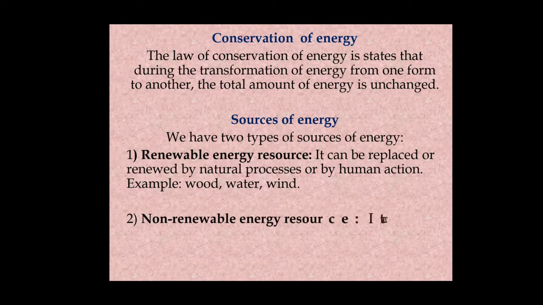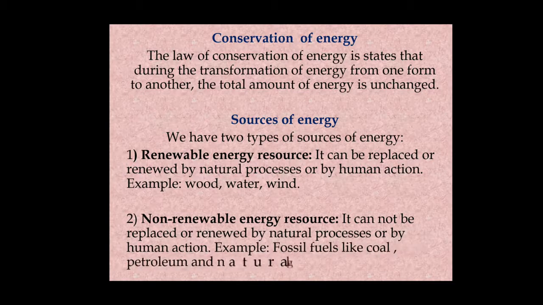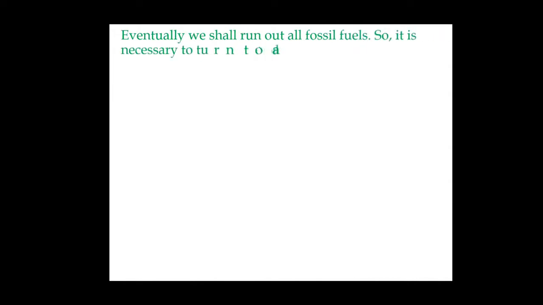And look at the second one, non-renewable energy resource. It cannot be replaced or renewed by natural processes or by human action. For example, fossil fuels like coal, petroleum and natural gas. These are the resource of non-renewable energy, because after burning we will not get it again. So that's why these are called non-renewable energy resource. Eventually we shall run out all fossil fuels, so it is necessary to turn to alternative sources of energy.